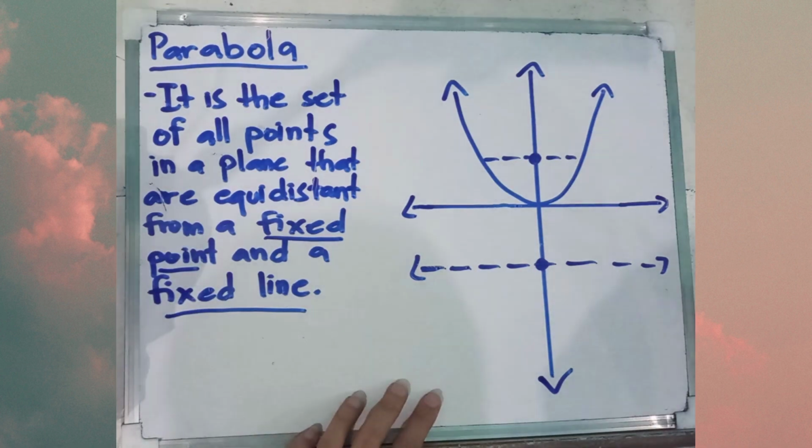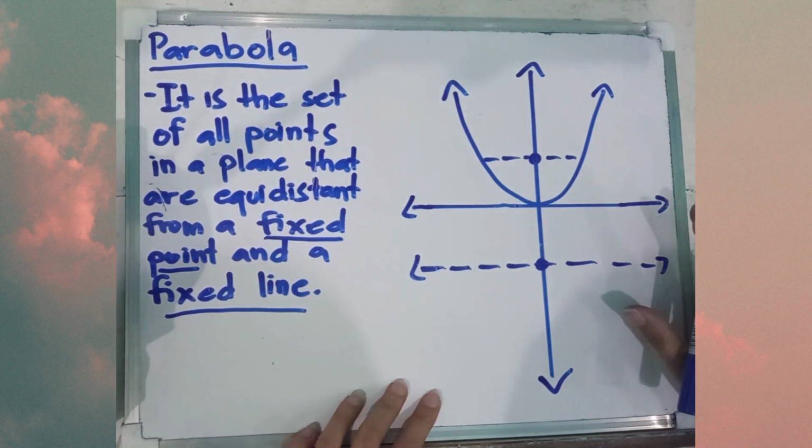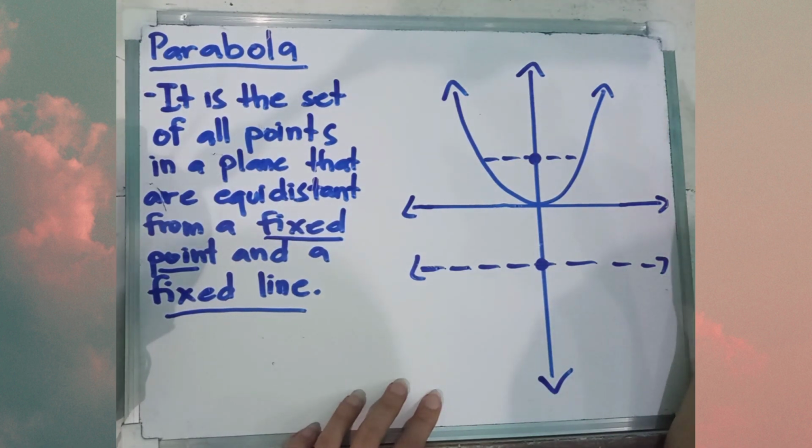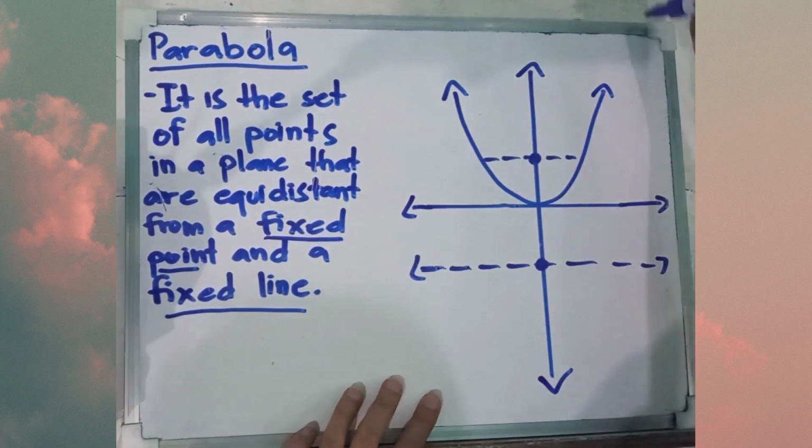Later on, we will be talking about the fixed point, the fixed line, and all other parts of our parabola, because my target for this video is for you to be familiar with the different parts of the parabola and also the different standard equations and orientations when we talk about graphs later on. I have here an illustration of a parabola, and this parabola is opening upwards. So its opening is upwards.